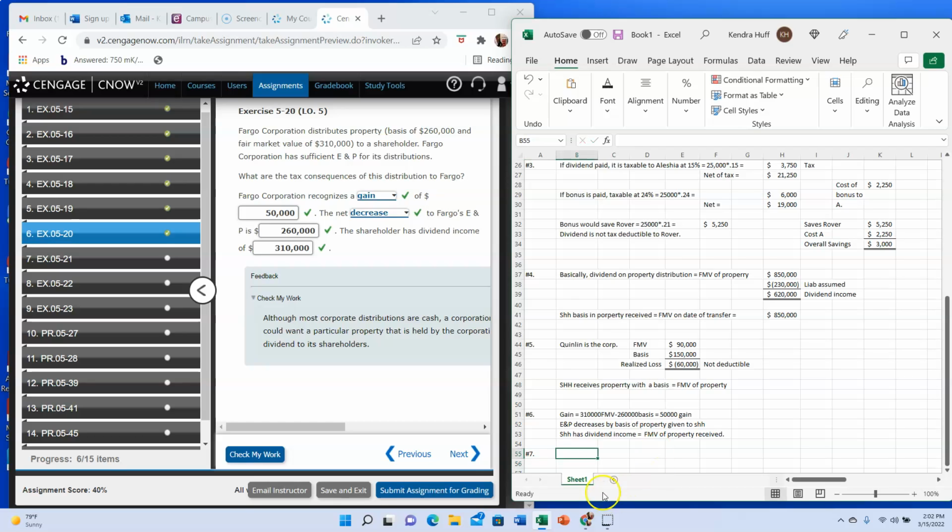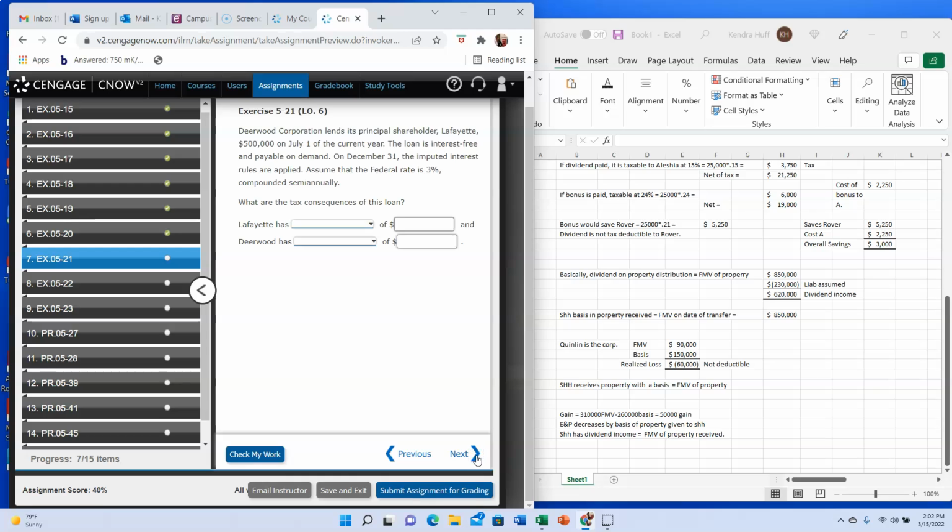All right, number 7. Dero Corp lends its principal shareholder Lafayette $500,000 on July 1st of the current year. The loan is interest-free and payable on demand. On December 31st, the imputed interest rules are applied. Assume that the federal rate is 3% compounded semi-annually, so every 6 months. What are the tax consequences of the loan?